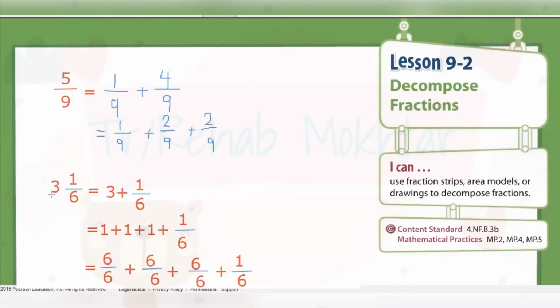So I can write 3 and 1 out of 6 as 6 out of 6, 1 whole, plus 6 out of 6, 1 whole, plus 6 out of 6, 1 whole, plus 1 out of 6, the fraction. Let's start our lesson.